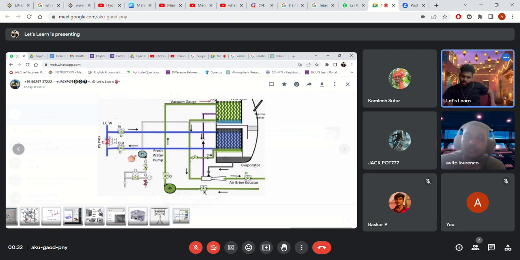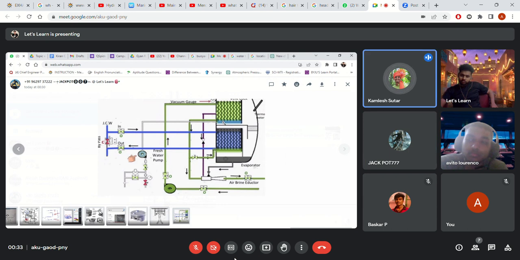Centrifugal pump. From the sea chest, the centrifugal pump sucks seawater, and the seawater goes through this box. What is this? It's a plate type heat exchanger. The seawater gets preheated and the fresh water vapor will condense.